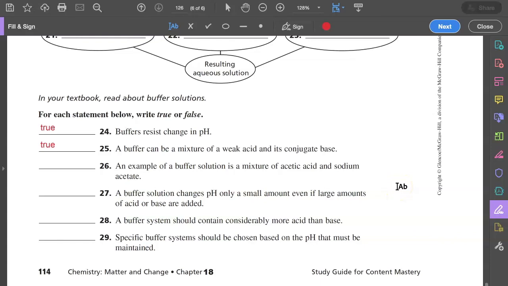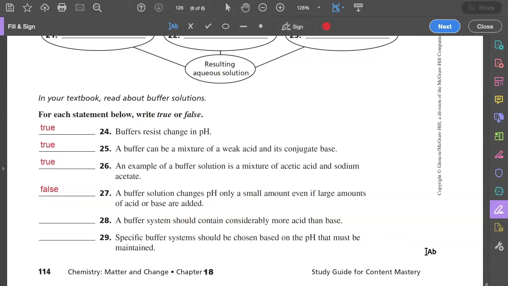An example of a buffer solution is a mixture of acetic acid and sodium acetate. That's correct. Sodium acetate is the basic salt version of that weak acid. So sodium acetate is a conjugate base, and acetic acid would be the weak acid. So yes, this is a buffer solution. 27. A buffer solution changes pH only a small amount, even if large amounts of acid or base are added. No, that's false. You can only go so far with a buffer.